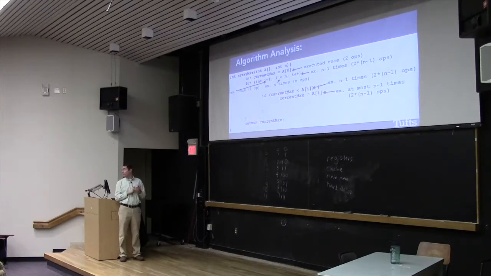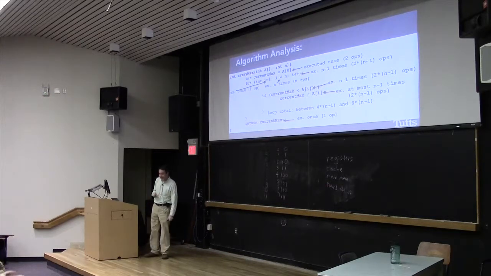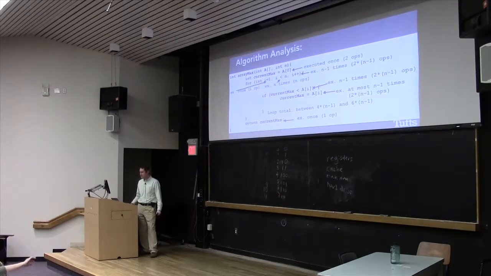OK, so finally, we're done with the loop. Then we get down to this return current max, and that takes one operation, we're going to say. But we loop a total of between 4 times n minus 1 and 6 times n minus 1. The loop total, that's including the stuff up here: 4 times n minus 1 to 6 times n minus 1. Questions on that?